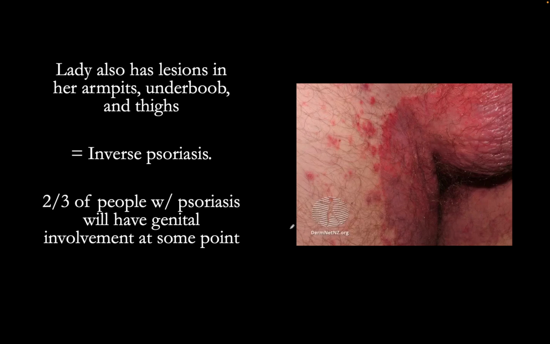And really the key here is inverse psoriasis, you may or may not have the scale. And it targets the skin folds, not the extensor surfaces. That's why it's called inverse. And the key here is that 2/3 of people with psoriasis will have genital involvement at some point. And so, hopefully if it's a good question, they tell you there's also involvement of the armpits.